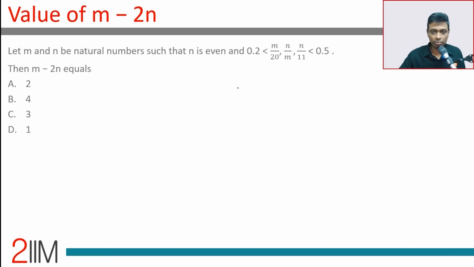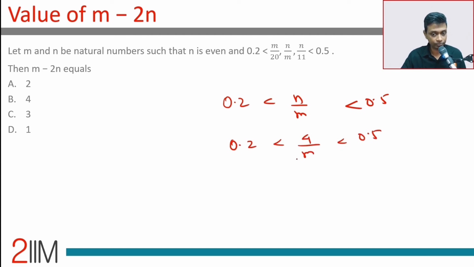So now let's go to the third part. 0.2 less than n by m less than 0.5. n is 4, we know that. 0.2 less than 4 by m less than 0.5. 4 by m greater than 0.2, we can cross multiply. m is less than 4 by 0.2. m is greater than 4 by 0.5. And 4 by 0.2 is 20. m is less than 20. m is greater than 8.